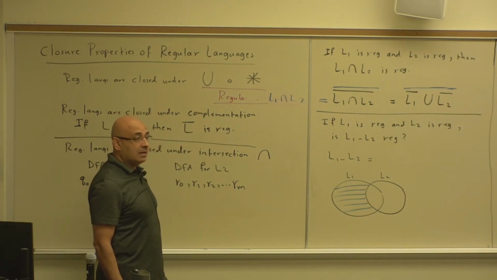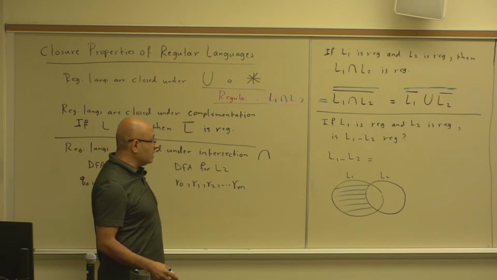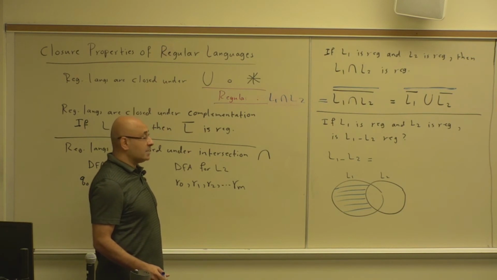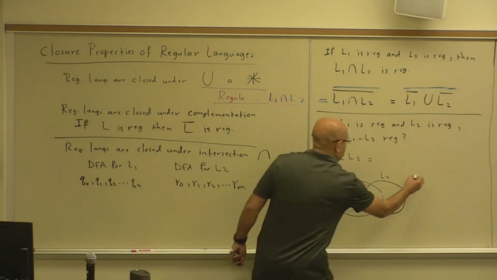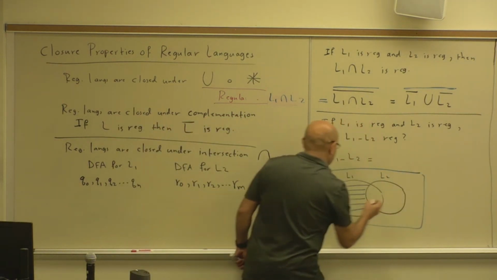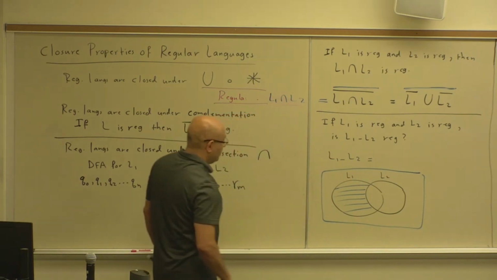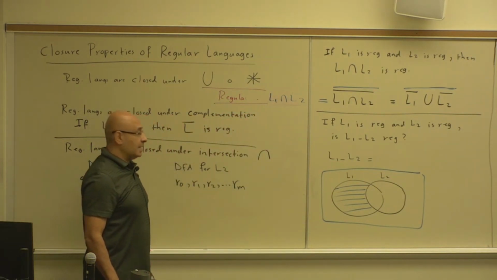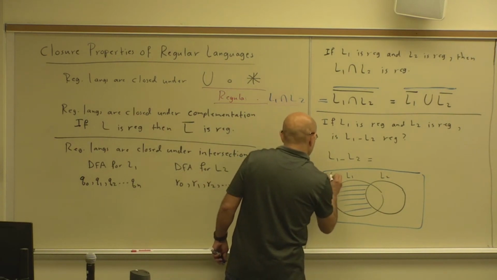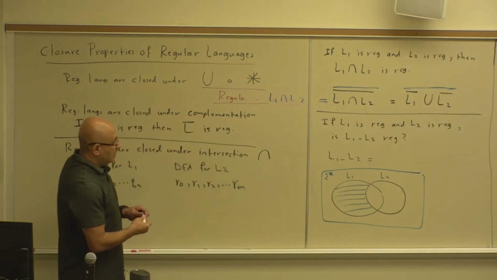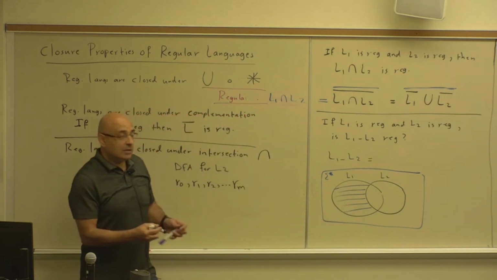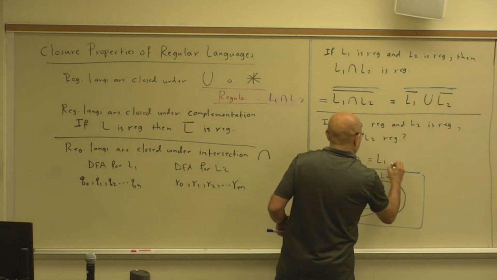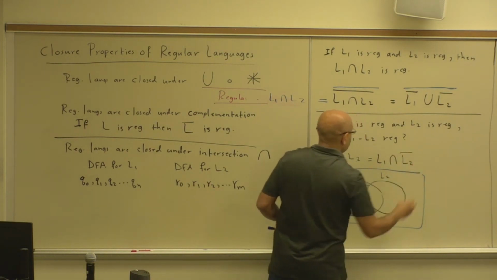Can you express this using? It's the intersection between... It's not the intersection between L1 and L2. It's the intersection between L1 and the complement of L2. So this is the big set, which is in our case sigma star, the set that contains both sets. So this is L1 intersection complement of L2.